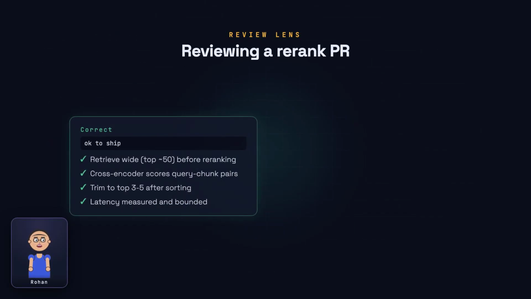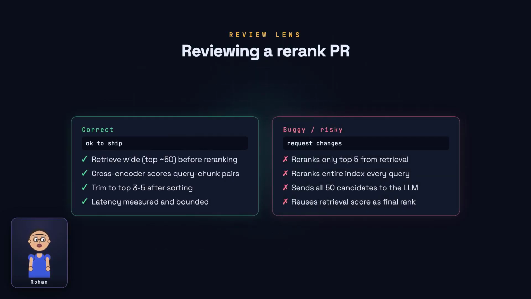So when you review a pull request that adds reranking, check both sides. Good: retrieves a wide candidate set, uses a cross-encoder on query-chunk pairs, trims to a handful, and has bounded latency. Risky: only reranks 5, reranks the whole index, forgets to trim, or just reuses the retrieval score and calls it reranking.